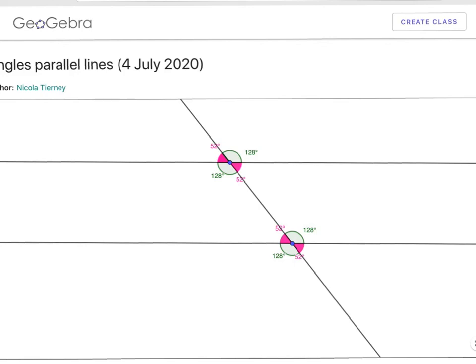This only applies if all the lines are straight, which in maths lines are always straight, but they must be parallel for the relationship to exist.